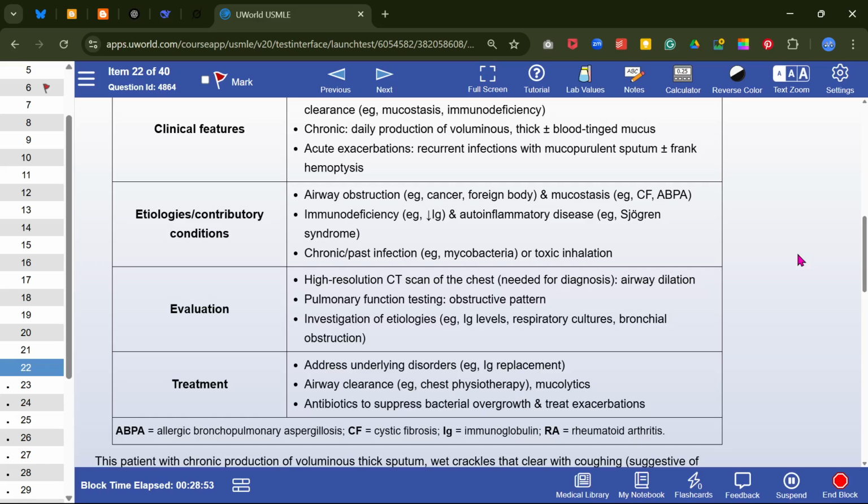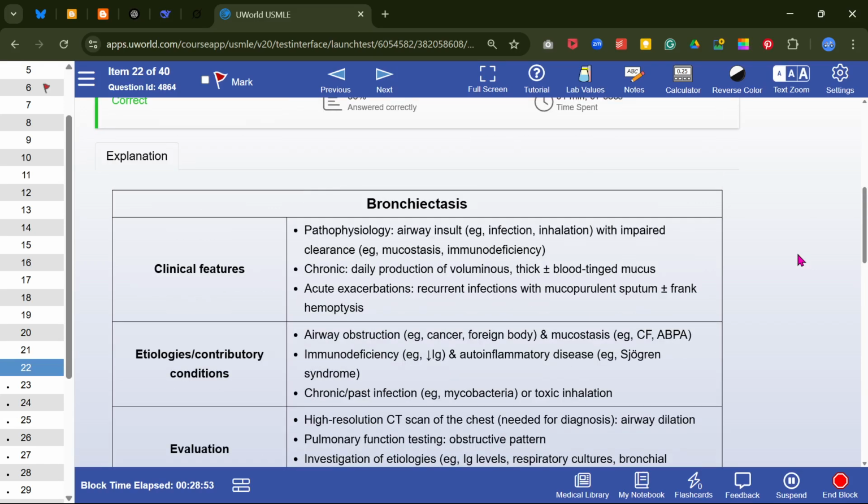Yes, bronchiectasis. Pathophysiology is airway insult with impaired clearance, mucostasis, and immunodeficiency. Chronic disease is daily production of voluminous, thick, with or without blood tinged sputum. Acute exacerbation is recurrent infection with mucopurulent sputum, with or without frank hemoptysis.